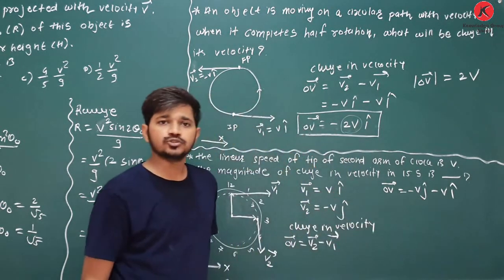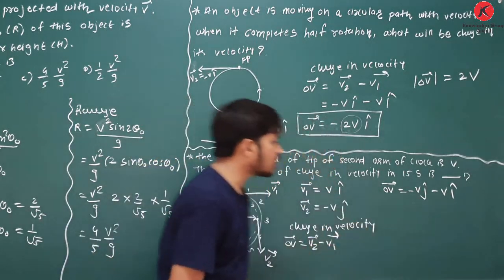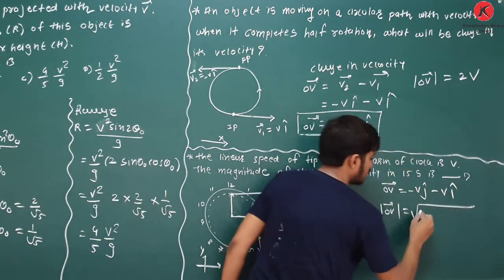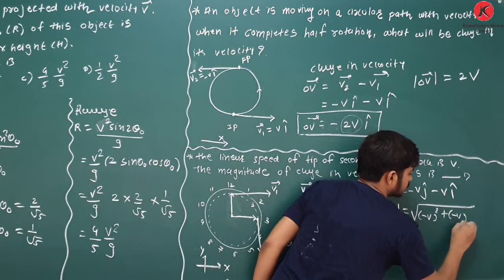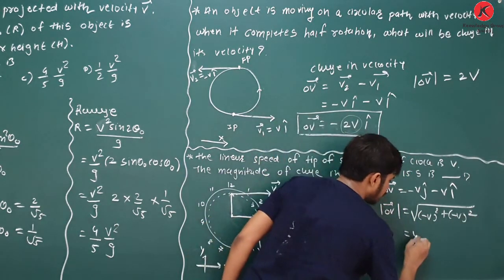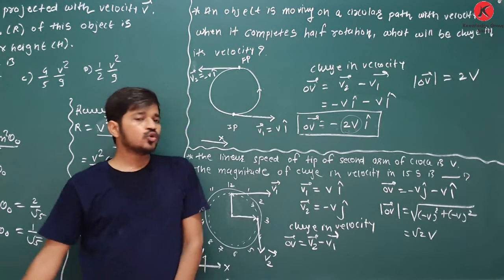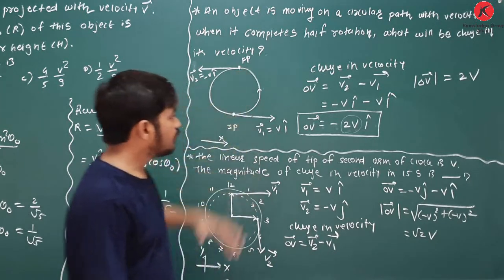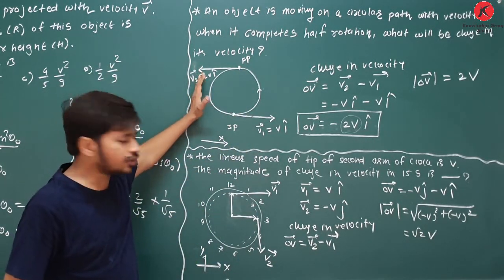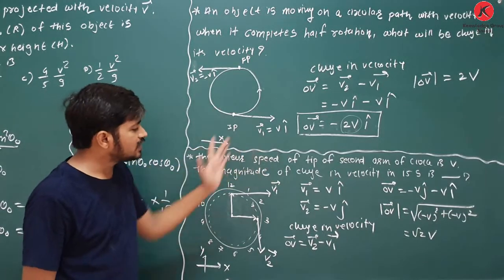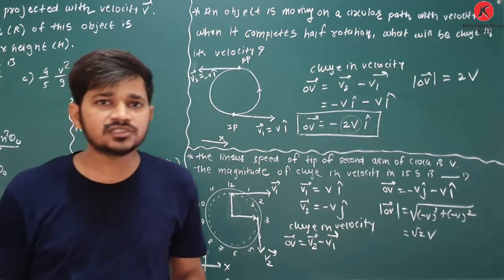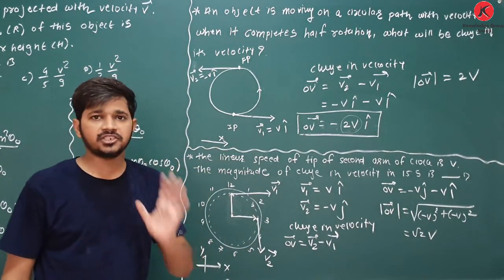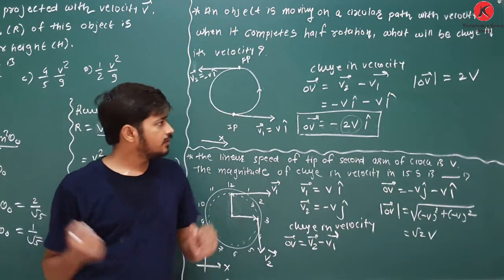Here you have to find the magnitude. It is j and it is i. Then how to find its magnitude? You know, mod of delta V is equal to under root of minus V square plus minus V square. So it is V square plus V square, which means it will be root 2 V. Clear about this? Then see here, during half rotation, what is the change in velocity? During 15 seconds, what is the change in velocity? How to find it? The most important thing in this chapter is direction, and take care about this direction. Clear? Write down.